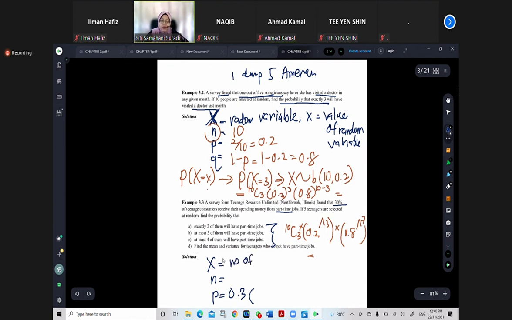Dia bukan nak number. Random variable. Variable tu stand for what? Kamu kena bagi statement. N tu yang number, P pun number. X kecil baru value. Boleh? So X dia adalah number of teenagers who will have part-time job. Saya biar risau cara kamu nak dapatkan information tu.